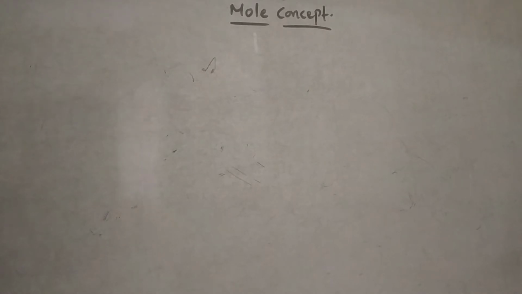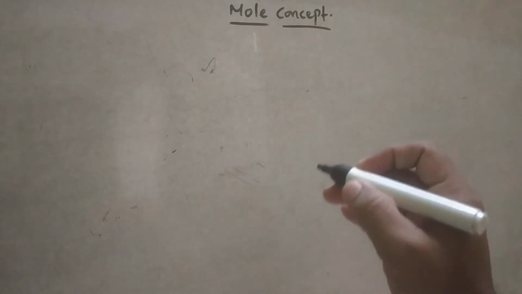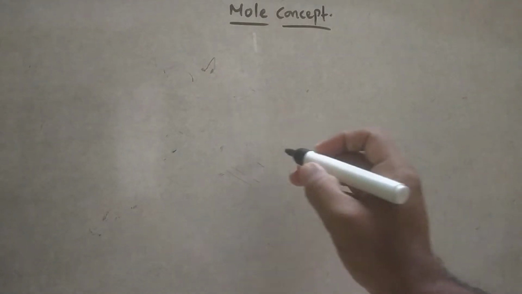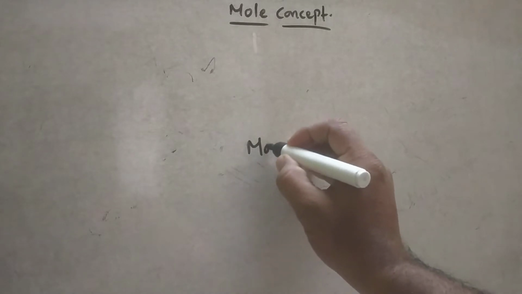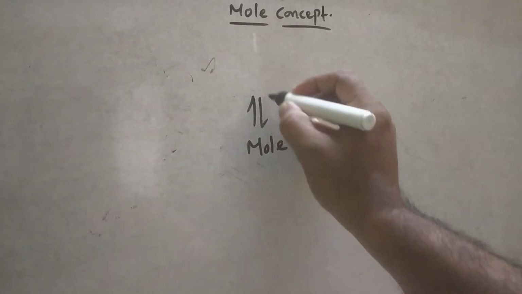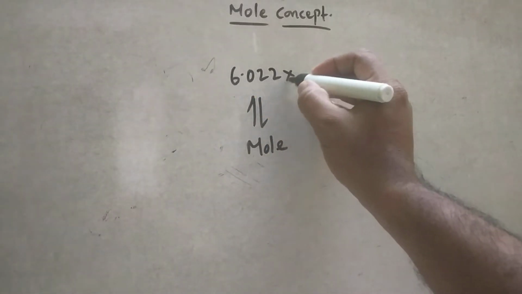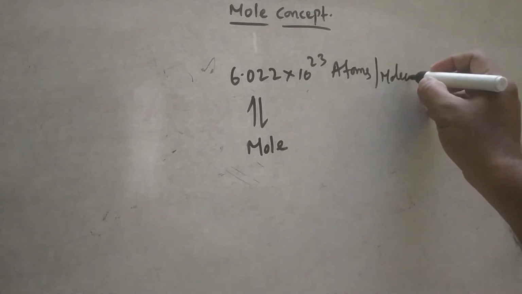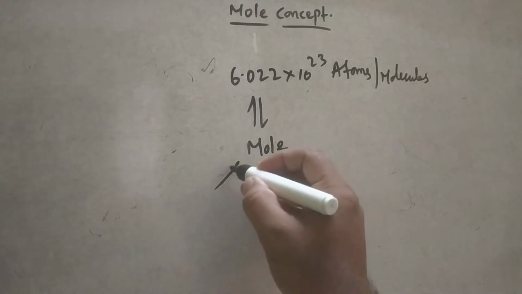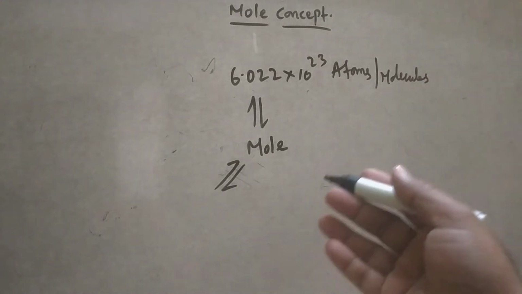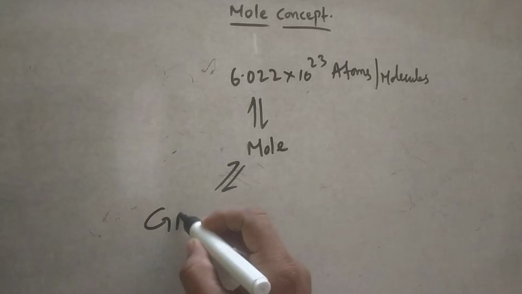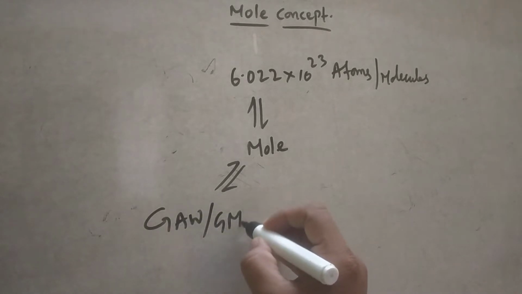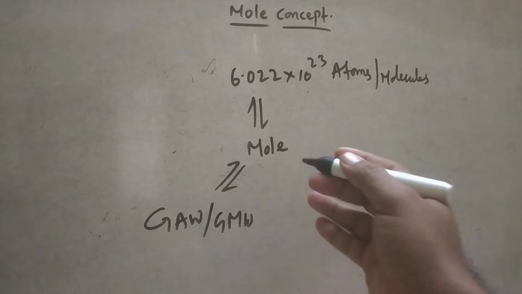Today I would like to explain about mole and mole related problems. In previous videos I explained the triangle relation between mole, atoms, grams and liters. Generally, a mole is nothing but the Avogadro number, 6.022 into 10 to the power of 23 atoms or molecules or ions, etc. What is the relation between grams and moles? If it is a molecule, you take gram molecular weight, and if it is an atom, you take gram atomic weight. That is the relation.